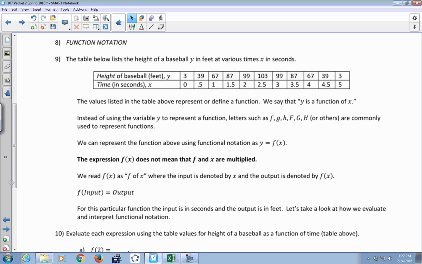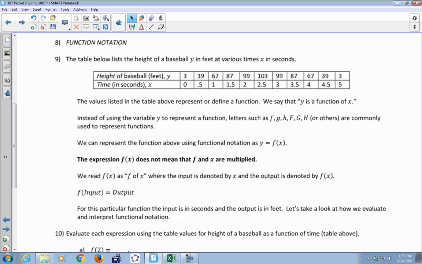Okay, so there's some notation associated with functions. Here we've got a table. It lists the height of a basketball, y, in feet at various times after x seconds. The values listed define a function, right? If x is your input, y is your output, this is a function because at any given time, the height of the basketball can only be in one place. You can't say at 5 seconds the basketball is at 3 feet and at 5 feet, it's only one basketball. So this is a function, and we say that y is a function of x.